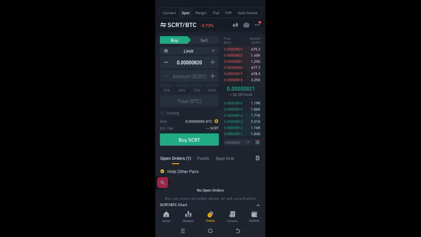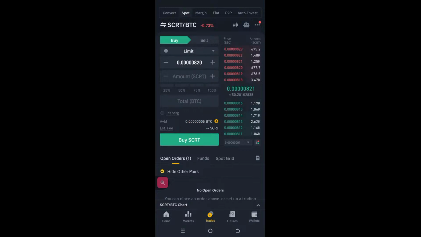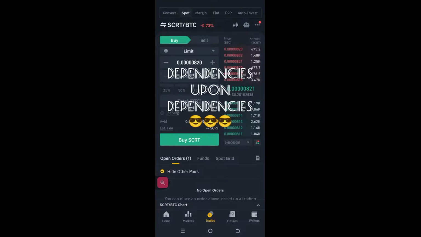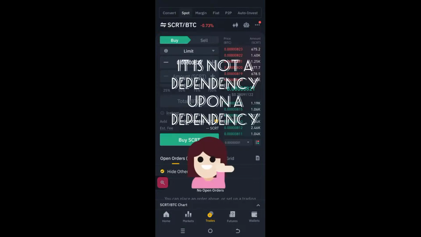Okay? Now, is there money to be made? Yes, there's money to be made. But what is stopping us from making this money are the dependencies upon dependencies, okay? So let's go to my all-time favorite, spot trade. Spot trading is my favorite so far, and as you can see, I do a lot of spot trading recently, and I'm sure you can see that from the volume of the videos, because it is not a dependency upon a dependency.